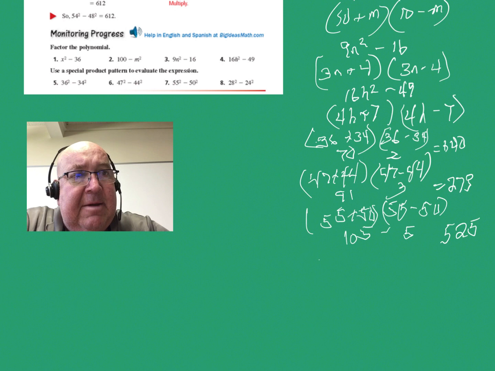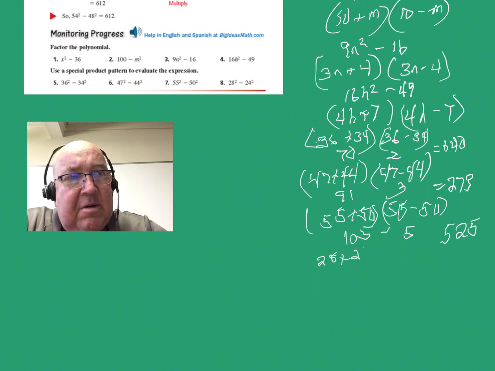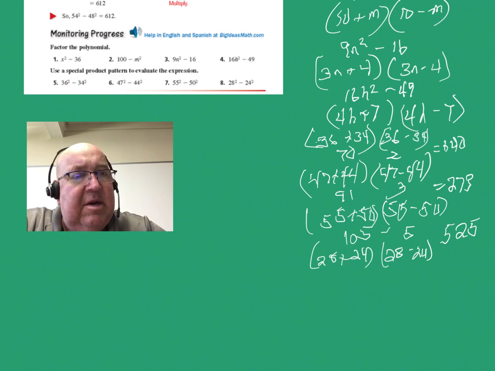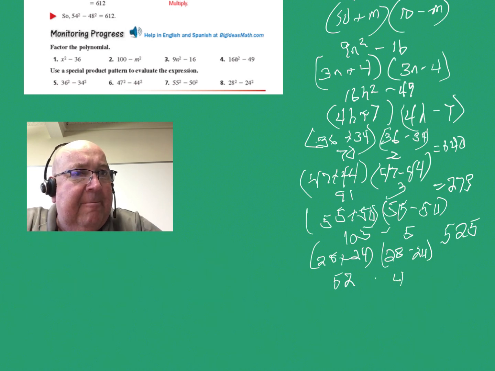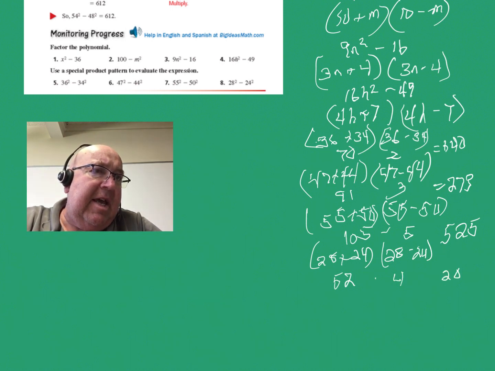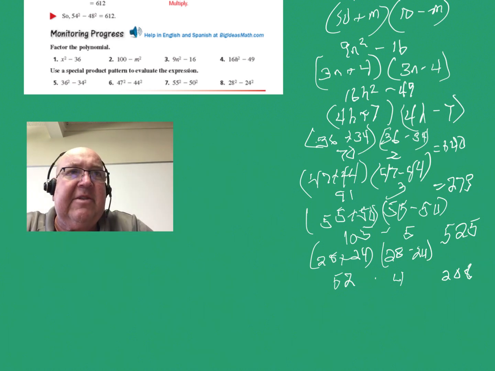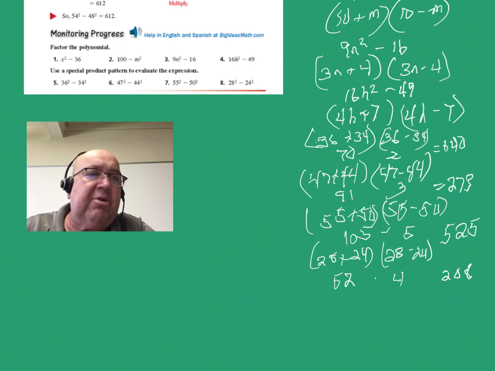Finally, 28 plus 24, 28 minus 24, we're going to get 52, and 4 multiplied is 208. So difference of squares can make some multiplication easier.